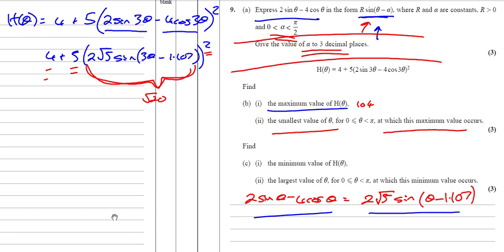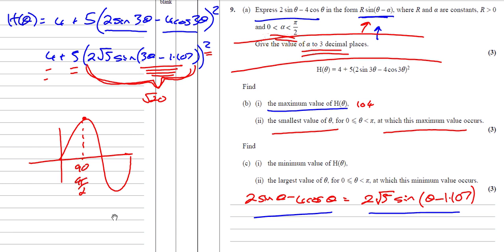So if we think, this is a sin graph that we're looking at here. So the sin graph looks like this. The maximum of the sin graph is at this point here, and that's when it's 90 degrees or pi over 2. Because we're dealing in radians here, to make this the maximum, this bit here has got to be pi over 2. So we're going to set 3 theta minus 1.107 equal to pi over 2.